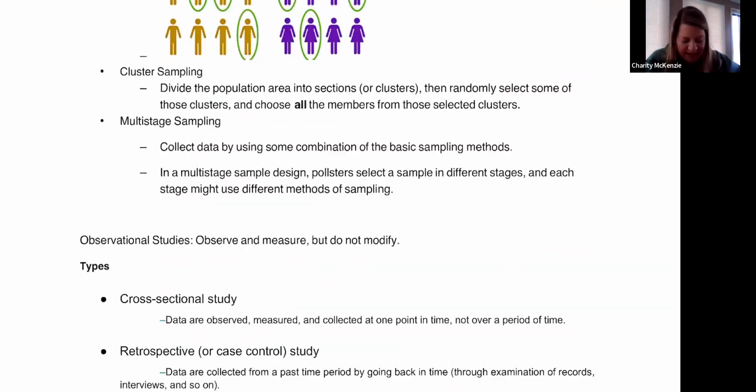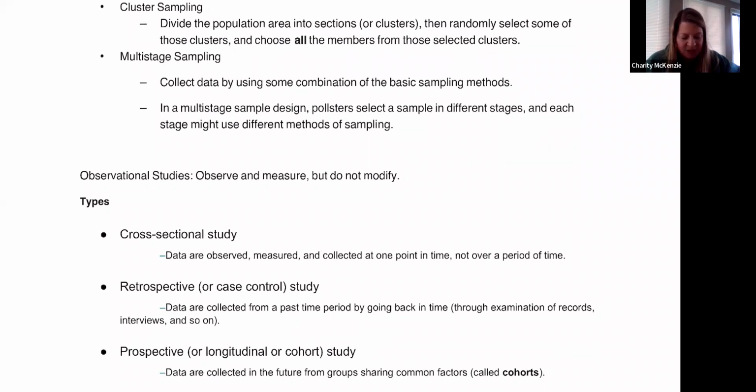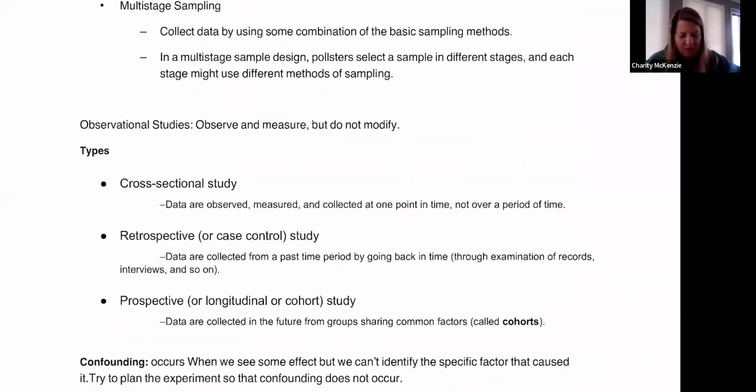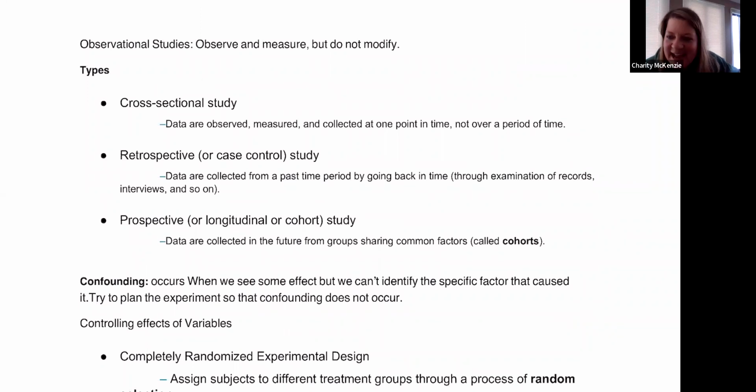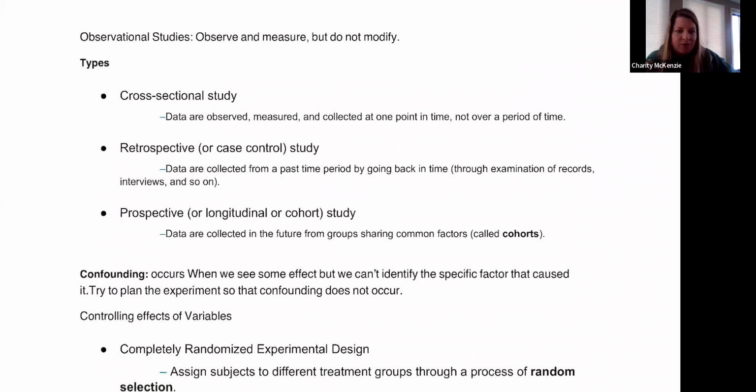Okay, so then we have observational studies. Everything we just went through are ways to collect random samples. So when I have an observational study, I'm not modifying, I'm just observing, right? I can do a cross-sectional study. The data are observed, measured, and collected at one point in time and not over a period of time. Just think of right now. What is happening right now? Collect that data, and I'm going to observe it.